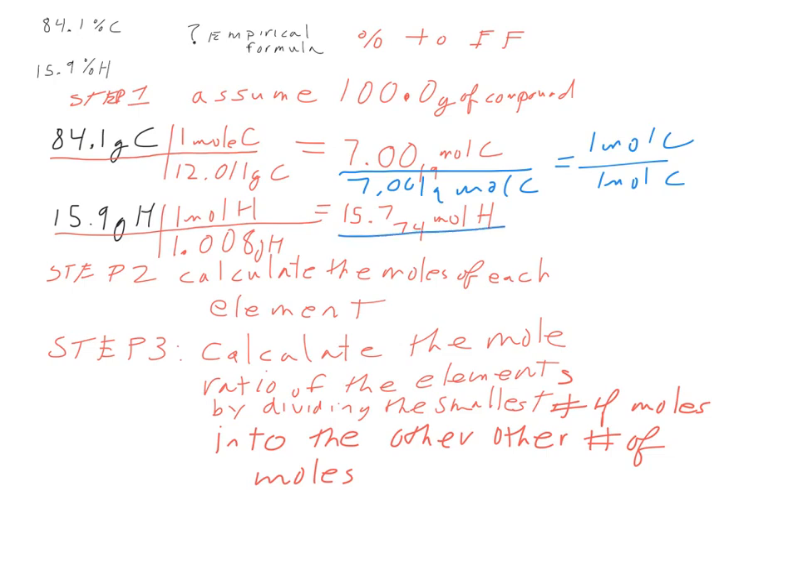Now I have 15.774 moles of hydrogen, and I'm going to divide by 7.019 moles of carbon. And when I do that, I get 2.25 moles of hydrogen for every 1 mole of carbon.